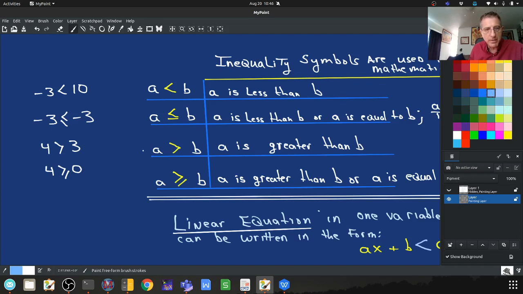Here's an example of a false one using greater than. 4 is greater than 5. So this actually happens to be a mathematical expression using an inequality that happens to be false. And of course, what we're looking for are values that make them true rather than false.